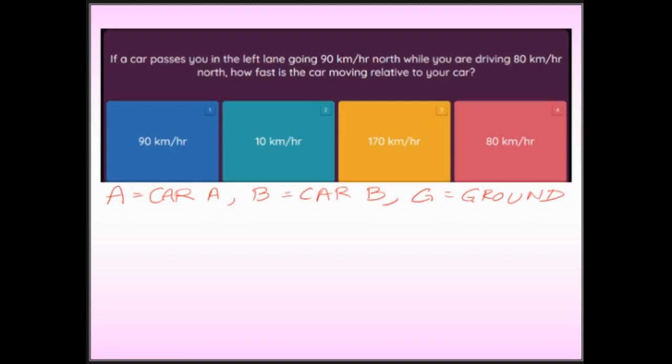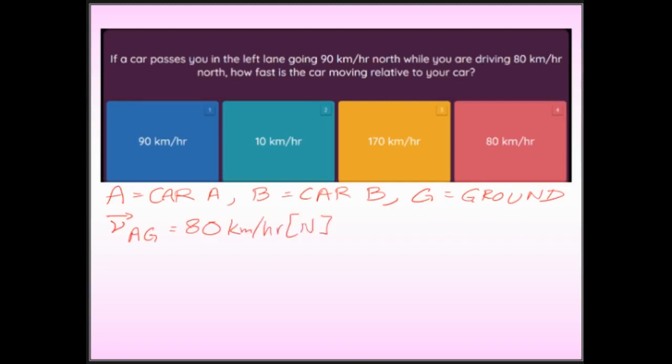How are you going to write it down? I want the velocity of car A according to the ground. So what do I say? Do I say AG or GA? AG, because it means A according to G. So VAG is equal to how much? 80 kilometers per hour. In which direction?